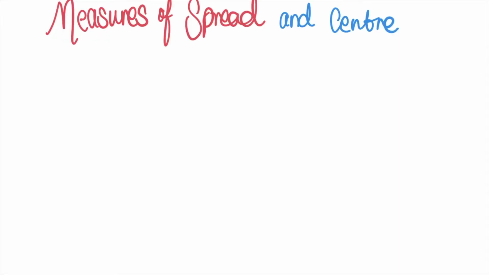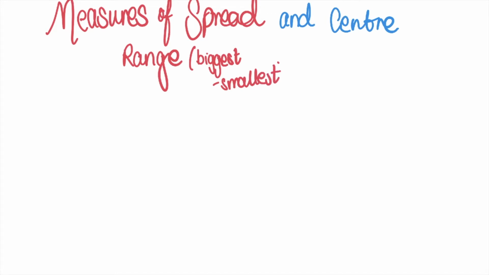Alright, so today we are looking at measures of spread and center. Measures of spread are talking about how spread out or not so spread out your data is. And the main way we measure spread of data is by using something called a range, which is the biggest number minus the smallest piece of data, as you would have hopefully found out in the little music video before.